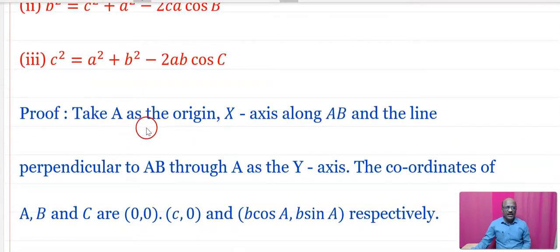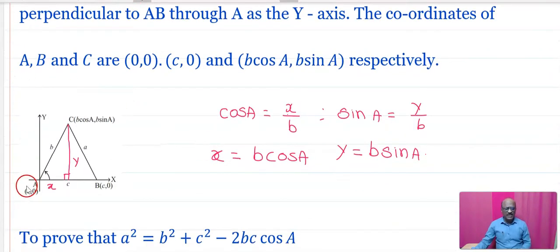Take A as the origin, the x-axis along AB, and the line perpendicular to AB through A as the y-axis. The coordinates of A, B, C are as shown here, with A as the origin. If we draw the perpendicular from C on the x-axis, then this distance is y and this distance is x. Therefore cos A is equal to x upon b, sin A is equal to y upon b. Therefore x is equal to b cos A, and y is equal to b sin A.